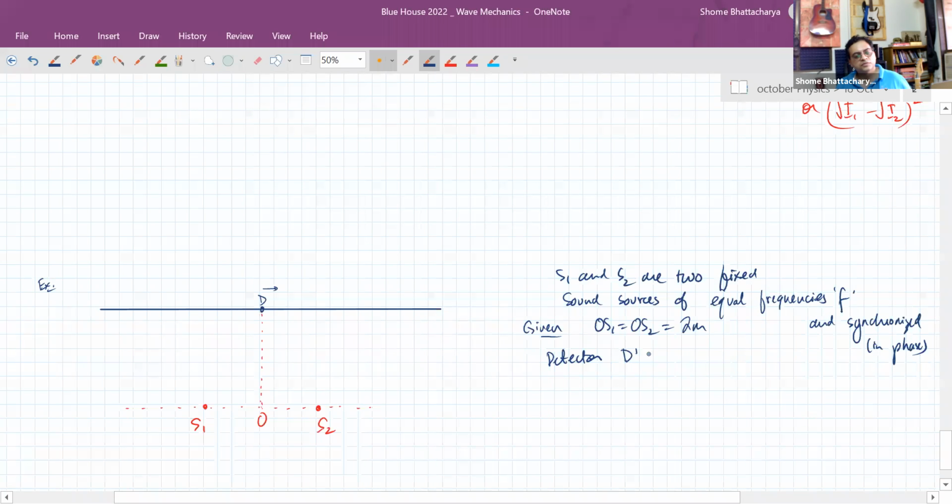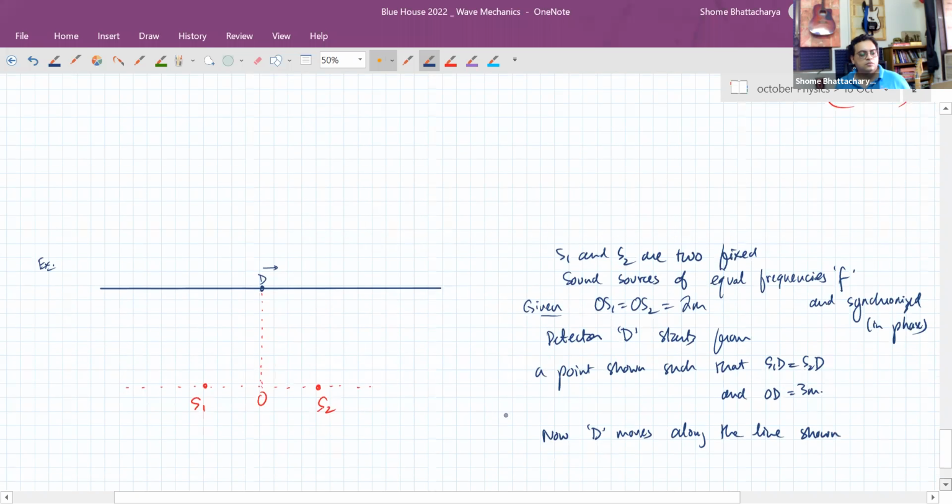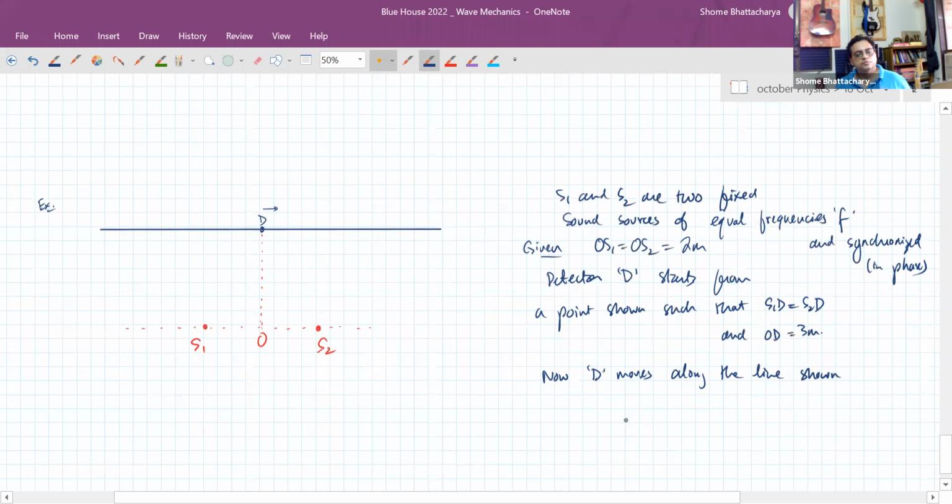Now detector D starts from a point shown such that S1D is equal to S2D. And OD, that distance, is equal to 3 meters. Now D moves along the line shown. So given that speed of sound is 300 meters per second.